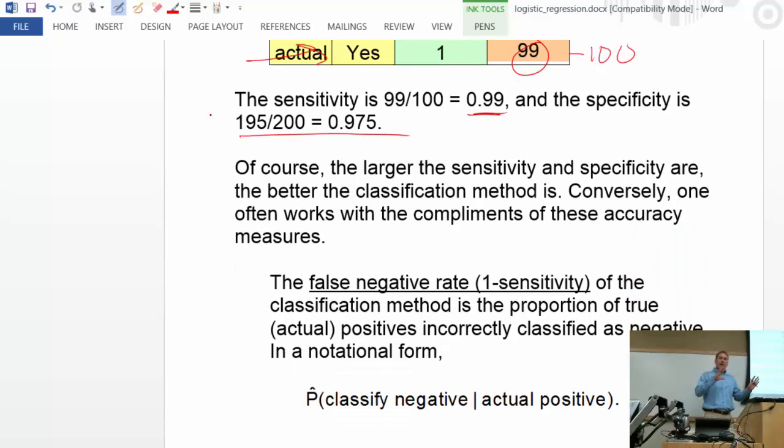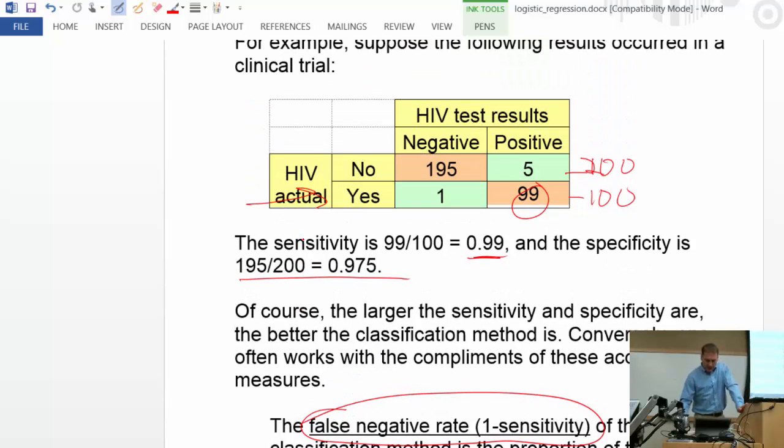Now we can look at it from a different point of view. Let's talk about the errors. So we can talk about the false negative rate, which ends up being 1 minus the sensitivity. So again, given positive, what's the false negative in terms of the test that came back negative when in fact the person was truly positive? Well, the false negative rate would then be 1 divided by 100. That's the false negative rate.